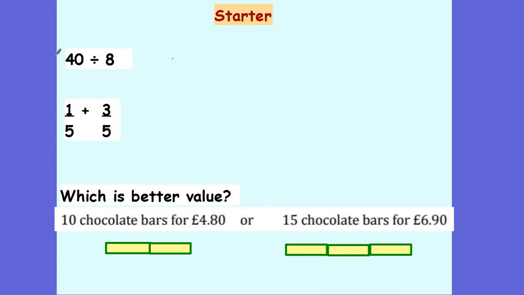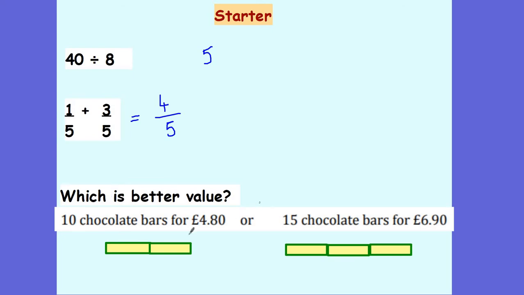Okay, let's go through some answers. 40 divided by 8 would give me 5, as 5 times 8 gives me 40. 1/5 plus 3/5. If we want to add together fractions, we need the denominator to be the same. In this case, it already is. So what's the answer, Katie? 4/5. Lovely. We're just adding the numerators together.